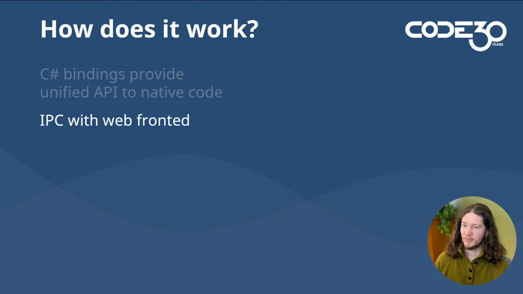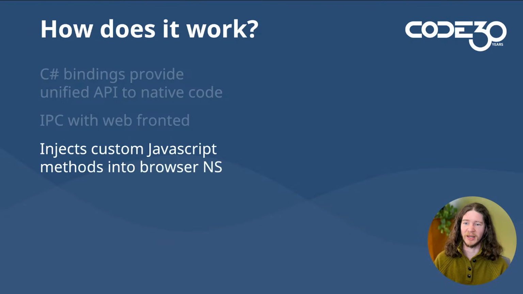The package is also delivering IPC, inter-process communication, with the web front end that basically injects some custom JavaScript into the browser. We basically smuggle in some extra code that's always there, and that way we can communicate with that web front end through specific methods that we'll explore later.